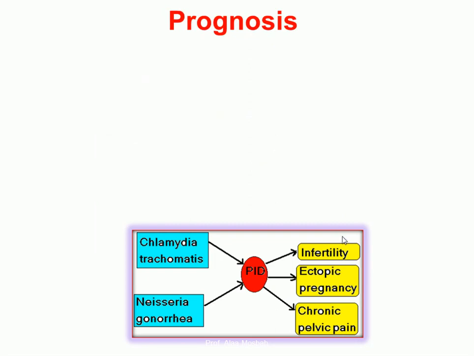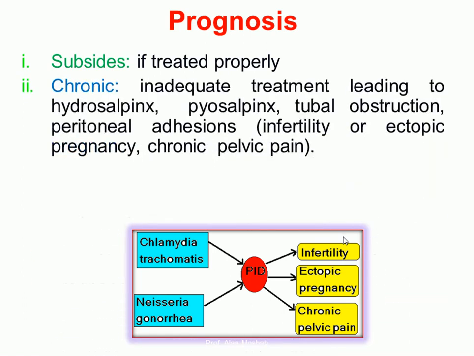What about the prognosis of pelvic inflammatory disease? Subsides if treated properly, or becomes chronic if inadequate treatment was given, leading to hydrosalpinx, pyosalpinx, tubal obstruction, peritoneal adhesions, and lastly may cause, as is in this picture, infertility, ectopic pregnancy, chronic pelvic pain, and this is a very important sequela to PID.